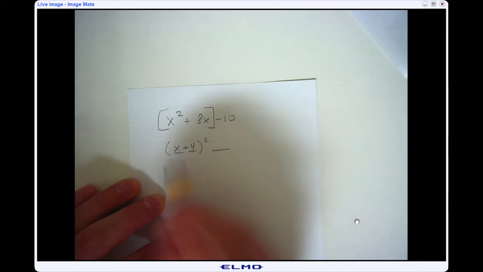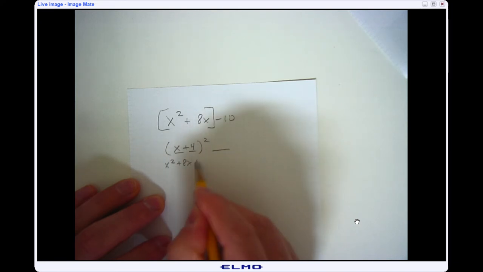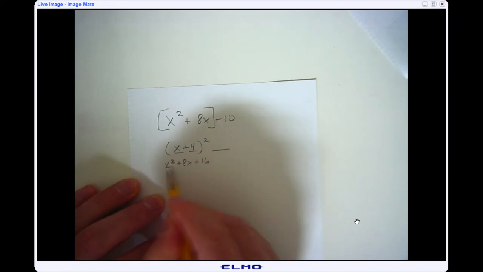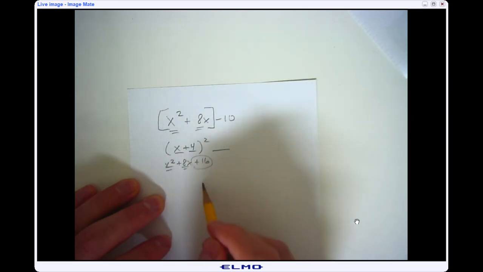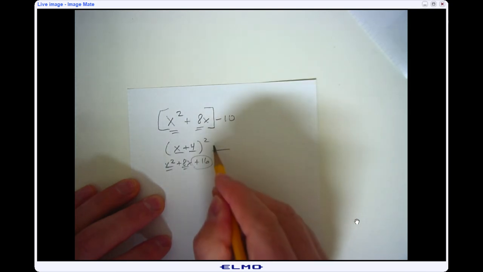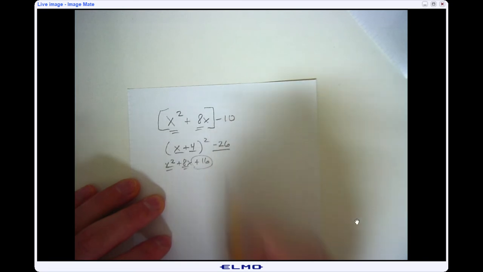If I do that shortcut, x times x is x squared. 4 times x is 4x, doubled is 8x. And then 4 times 4 is 16. So right now you can see I clearly have made these two pieces for my original equation. But right now I'm at positive 16. To go from positive 16 to negative 10, I would have to subtract 26.